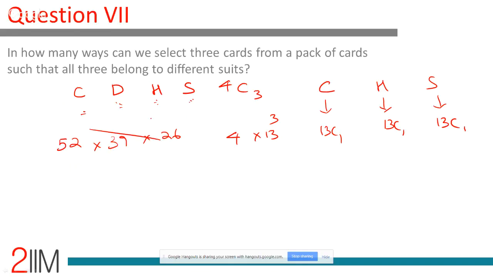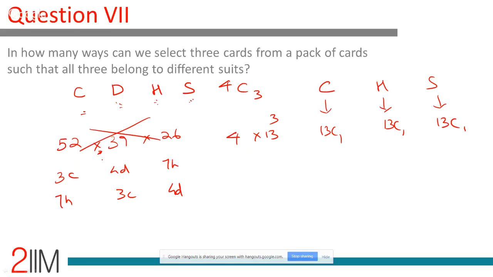This answer is wrong. Why is this wrong? You could have selected 3 of club, 4 of diamond, and 7 of hearts, or you could have selected 7 of hearts, 3 of club, and 4 of diamond. Both of these will get counted here. We should not be counting both. We should count only one of those.